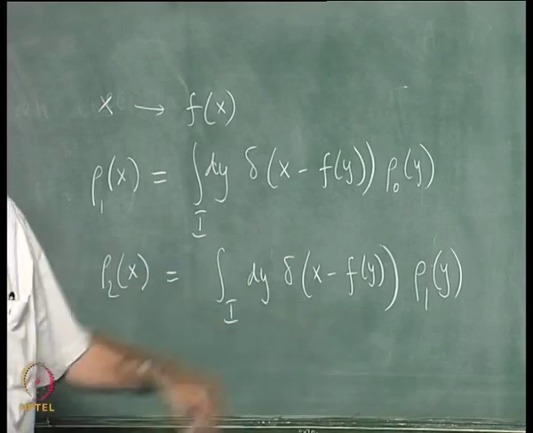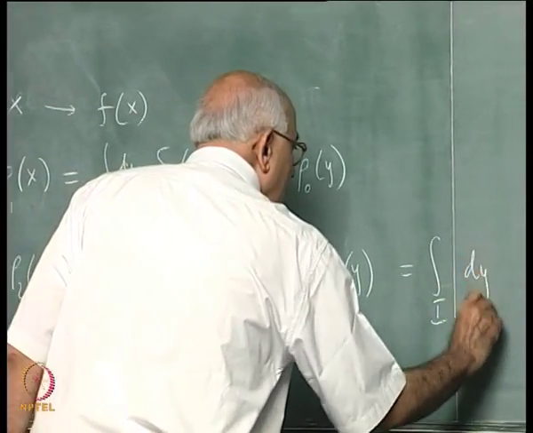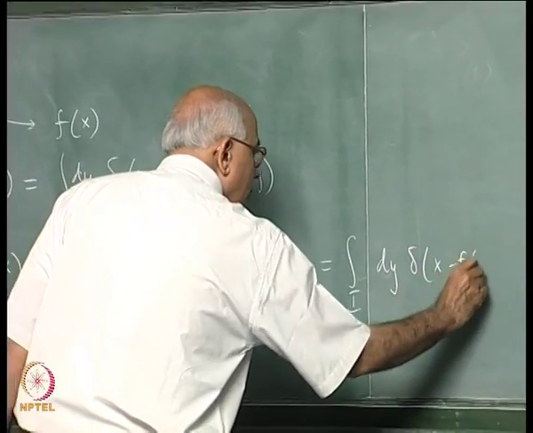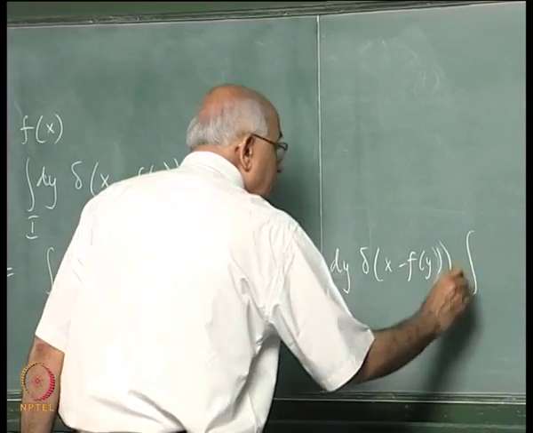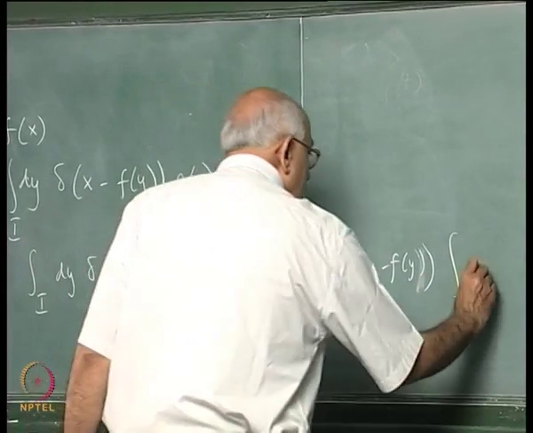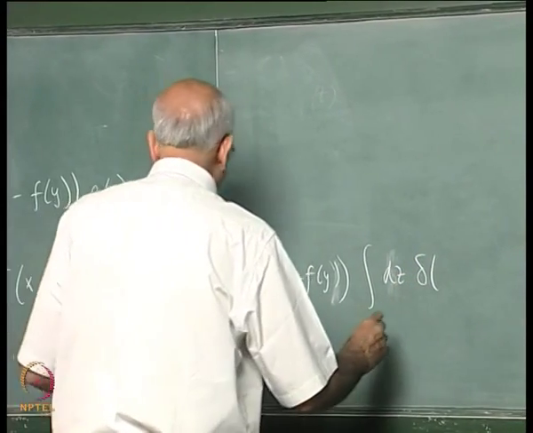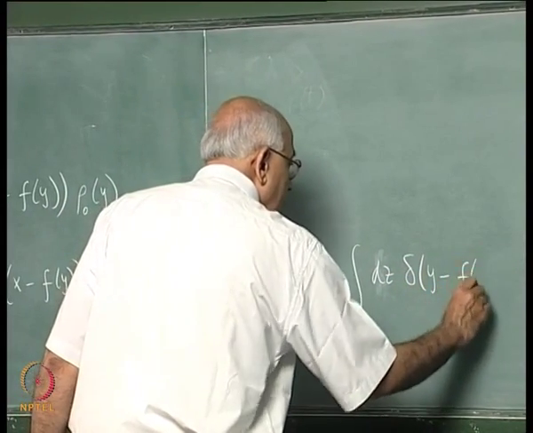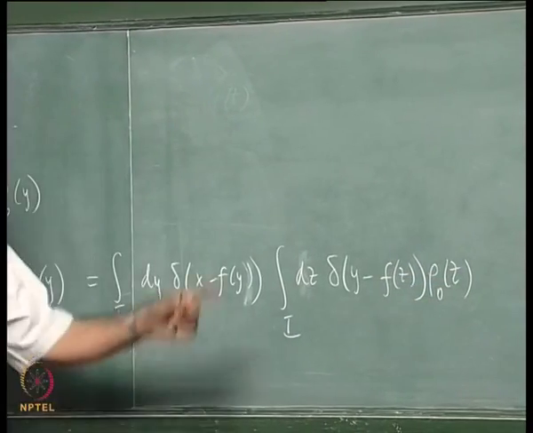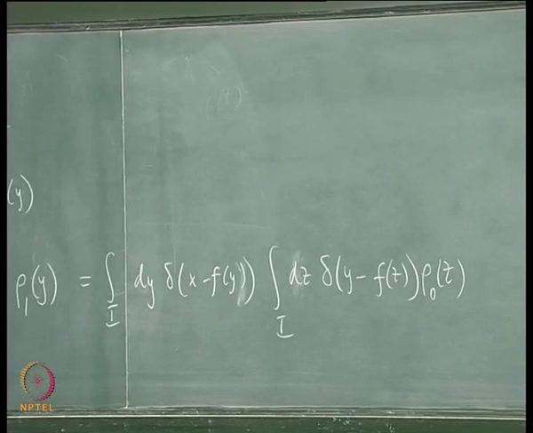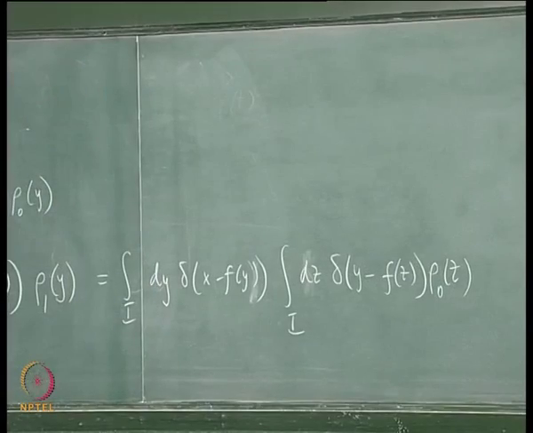Well, if you like you can write this out in several ways. You could write this out as the integral dy delta of x minus f of y times an integral over dz delta of y minus f of z rho naught of z. You could do this. So you could start with z that goes to y, then it goes to x. So certainly this is also true.